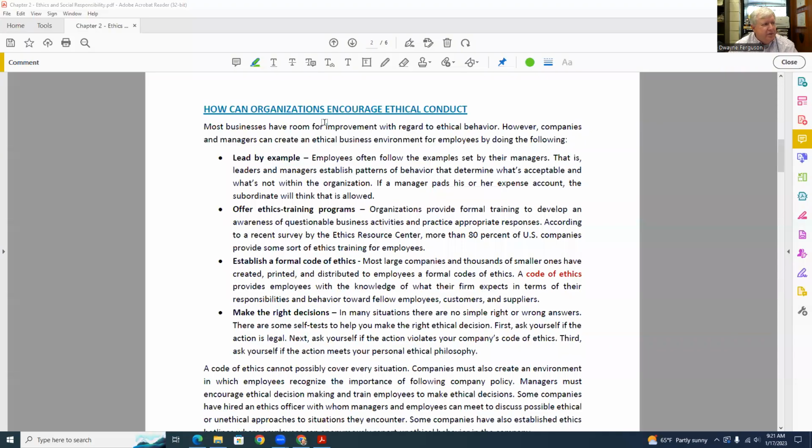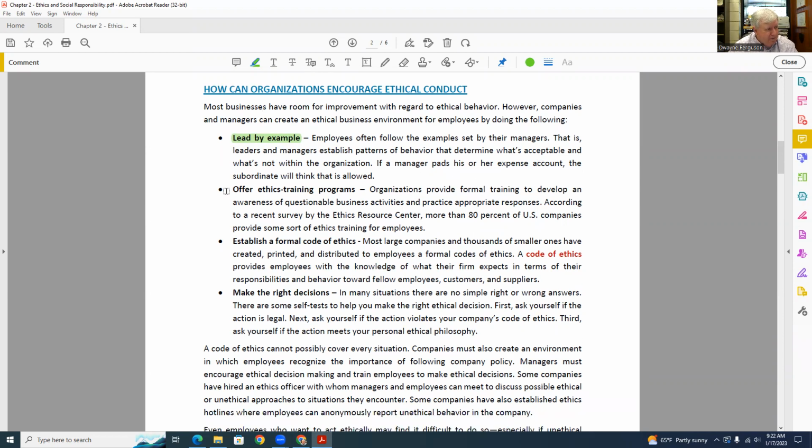So it says, how can organizations encourage ethical conduct? Well, probably the biggest way that they can encourage ethical conduct is leading by example. If the people that are in leadership positions are teaching the people below them how to act ethically, you have less of a chance of someone breaching the code of ethics. So read about that.